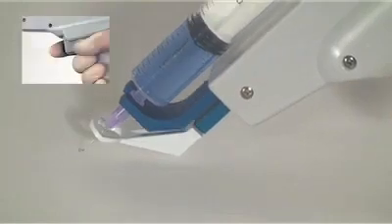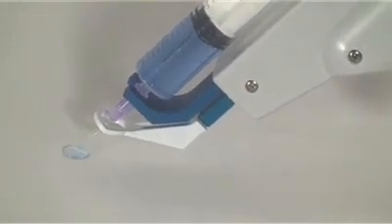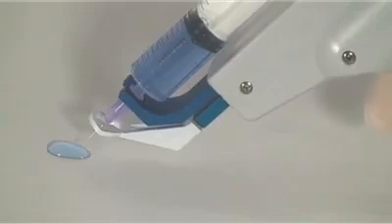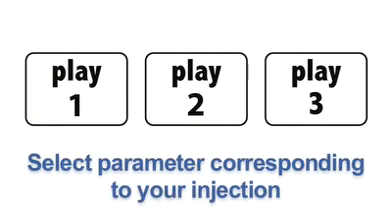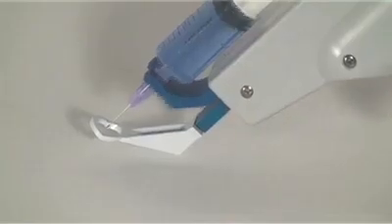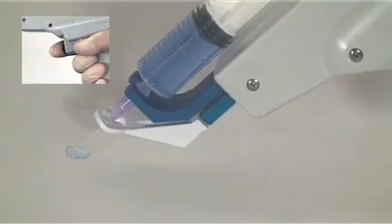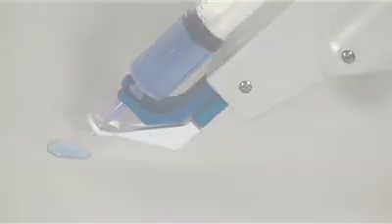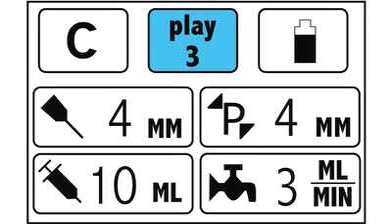Record the wanted injection by keeping the trigger pressed all the time of the injection, so to define your personal dose. To repeat your injection, select either play 1, play 2, play 3, corresponding to your injection. To make your injection, keep the trigger pressed on. Then, repeat this action as many times as injections needed. To come back to classical continuous mode, select the MEM off function. Your recordings will be kept in memory until next recording.